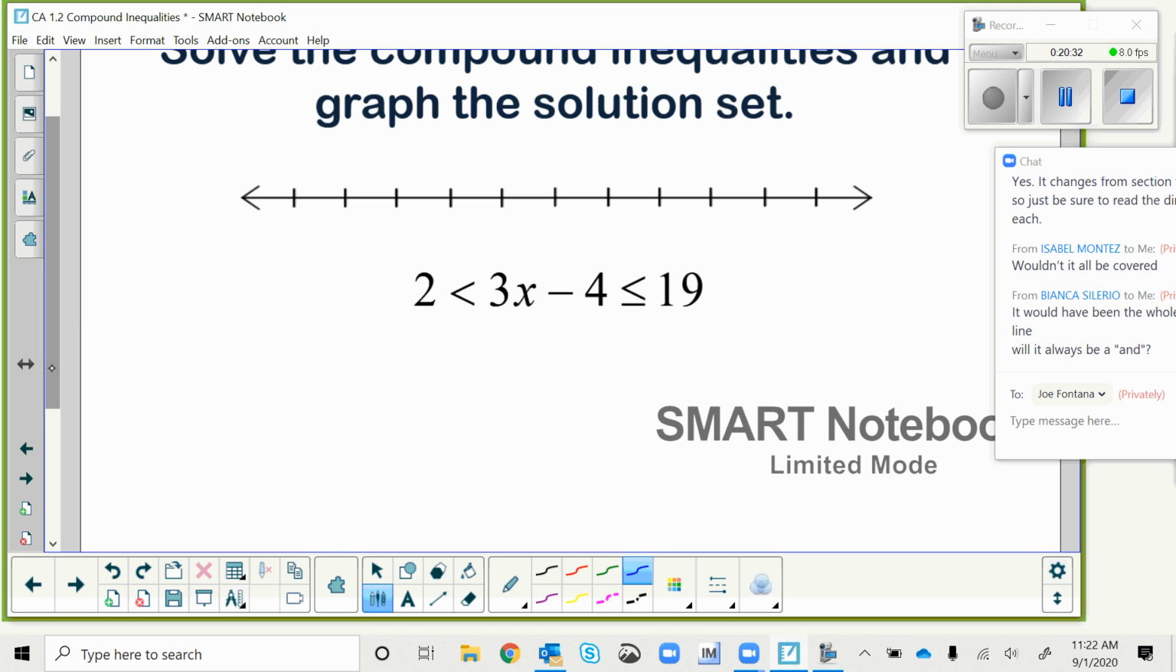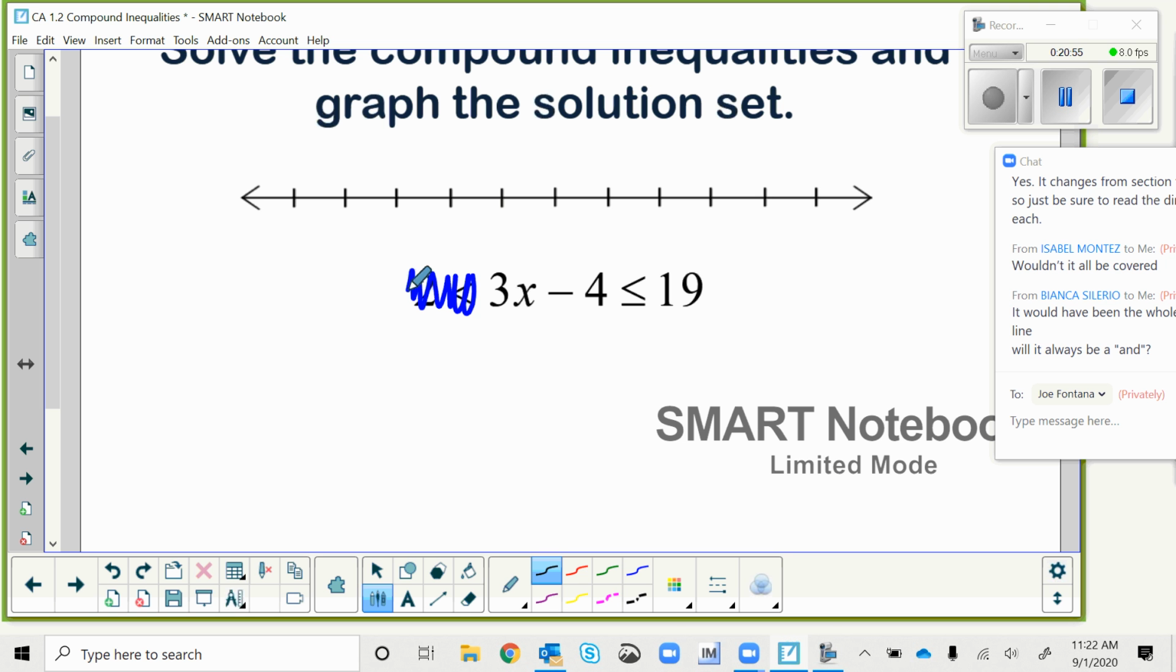So looking at just the middle with the 3x minus 4, you're going to follow the same steps as if this wasn't here. Like if you just had 3x minus 4 less than or equal to 19, you add 4 and divide by 3. Oh, there's a question in the chat. Yes, it will always be an "and" for these kind.